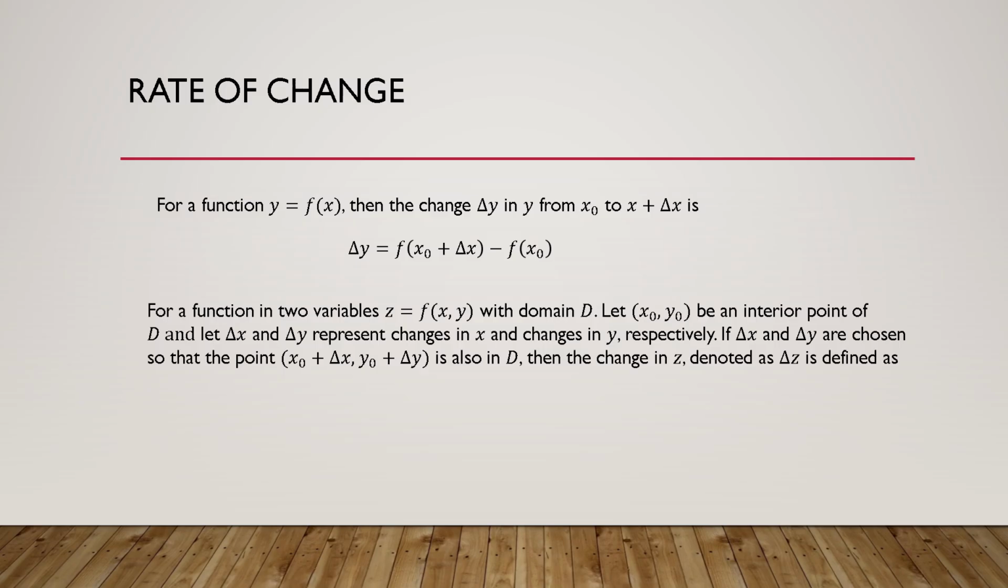If delta x and delta y are chosen so that the point x sub 0 plus delta x, y sub 0 plus delta y is also in D, then the change in z, denoted by delta z, is defined as delta z equals f of x sub 0 plus delta x, y sub 0 plus delta y, minus f of x sub 0, y sub 0.